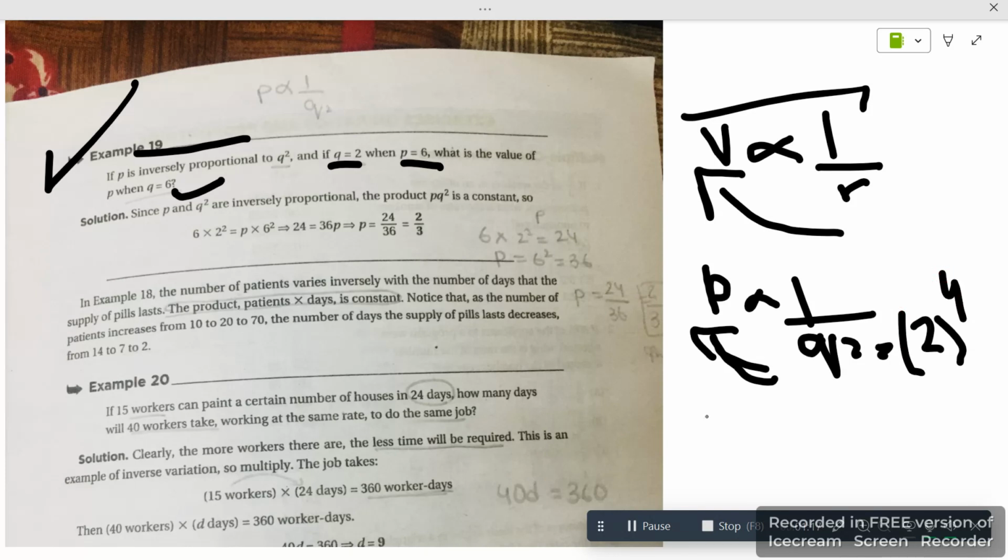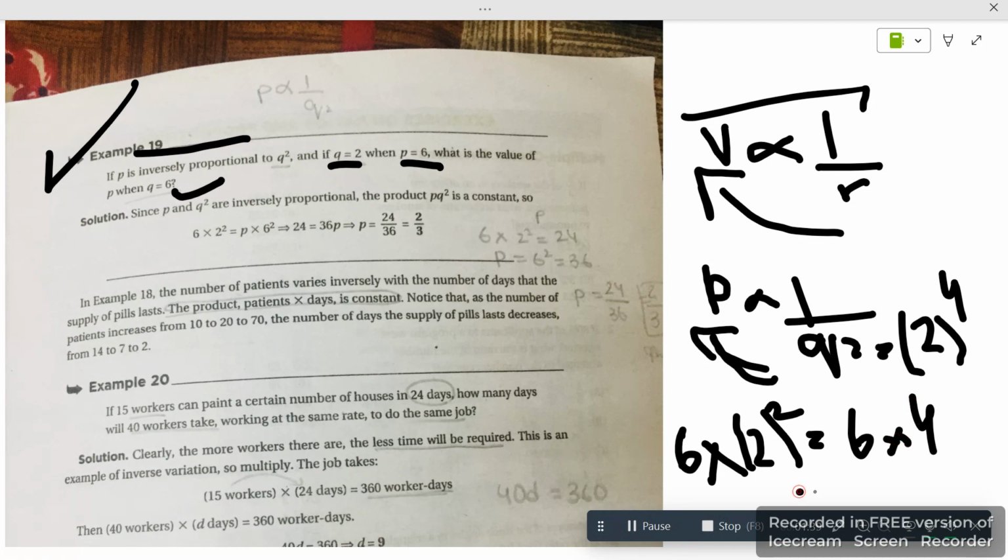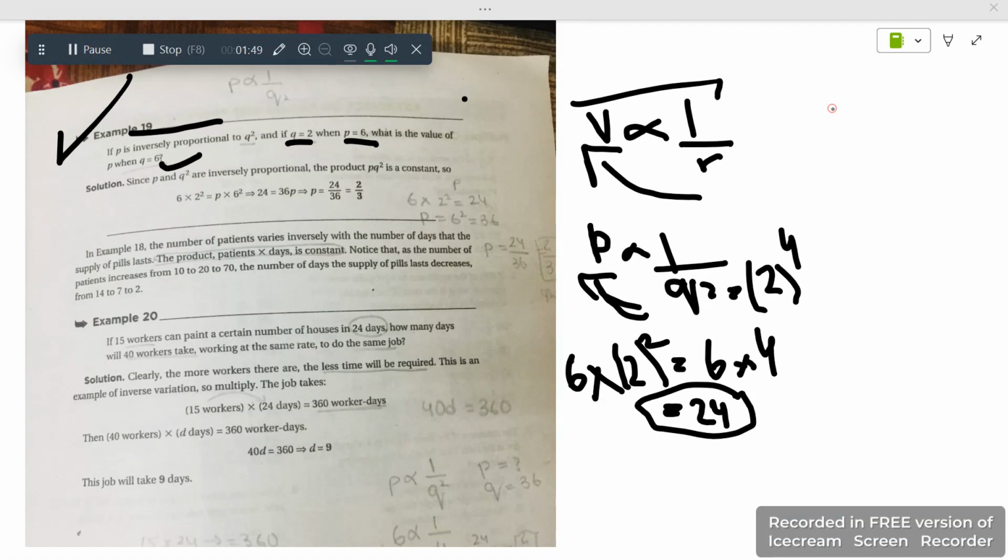But still, let's do it accordingly. 6, when you multiply with the value of 2 square, so 6 into 2 square, which means 4, so 6 into 4, which is equal to 24. But still that's not the complete question. So here this means p upon q is equal to p upon q.